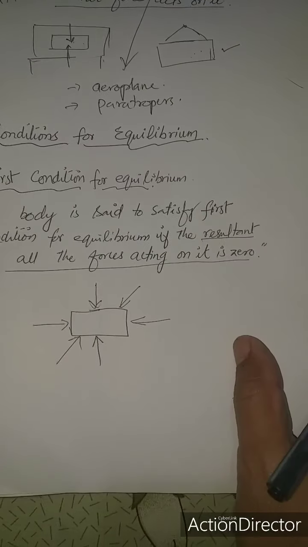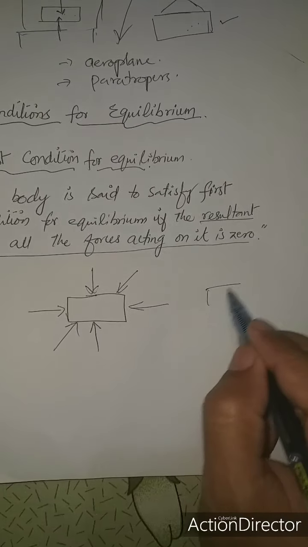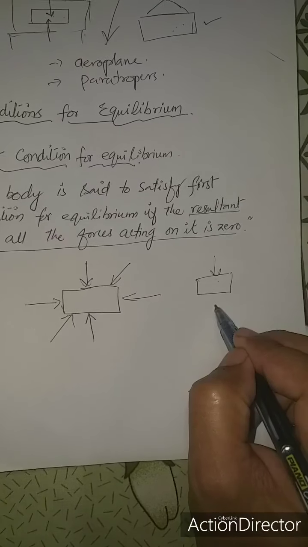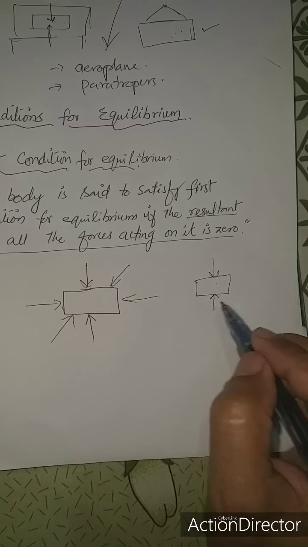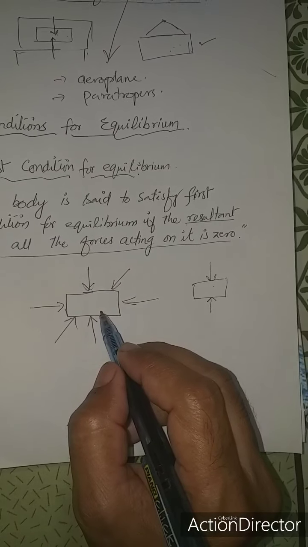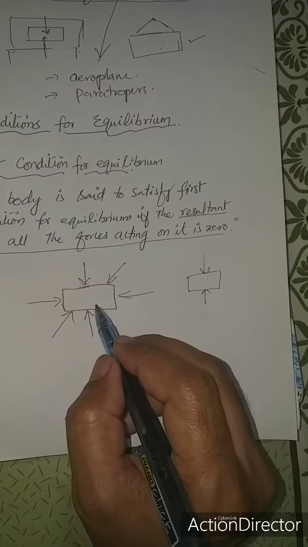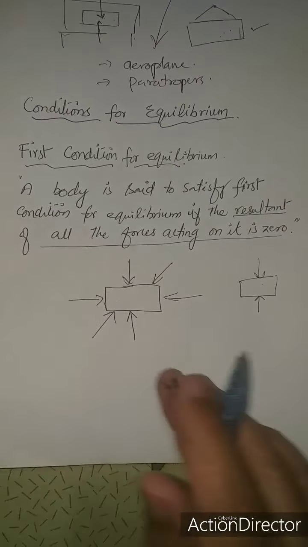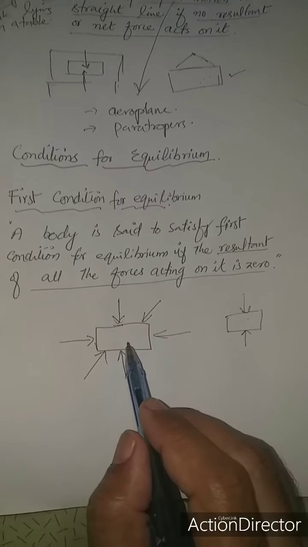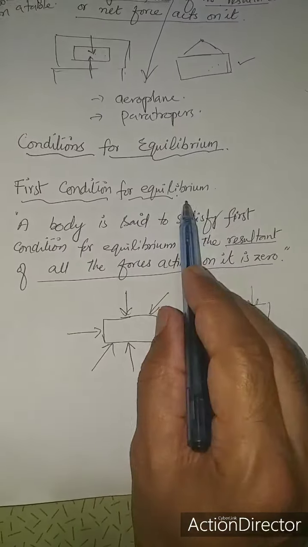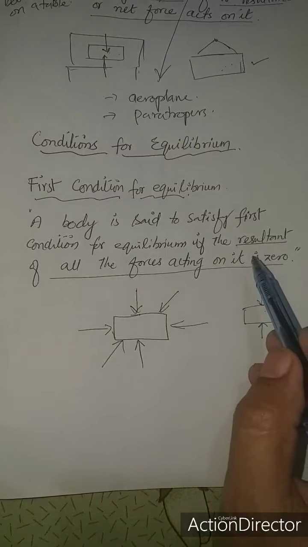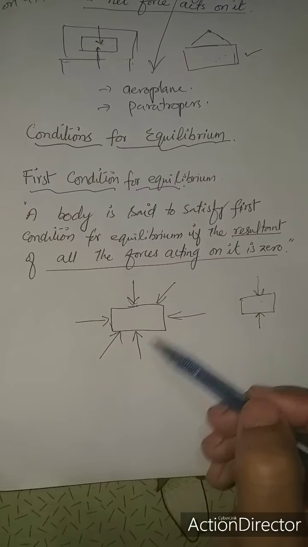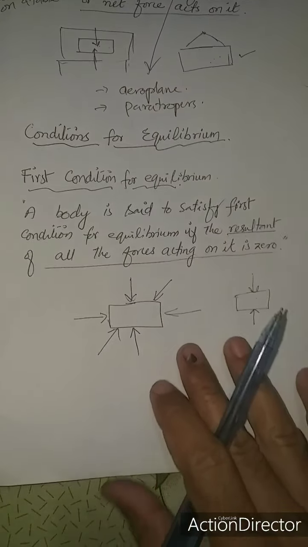In the example of the book, we had seen that there were two forces acting on it. One was the weight of the book, while the other was the reaction of the table, right? But here we see that there are a number of forces acting on the object, and the resultant of all these forces is zero. So this object satisfies the first condition of equilibrium, in which the object has a number of forces acting on it, and the resultant of all the forces acting on it is zero.